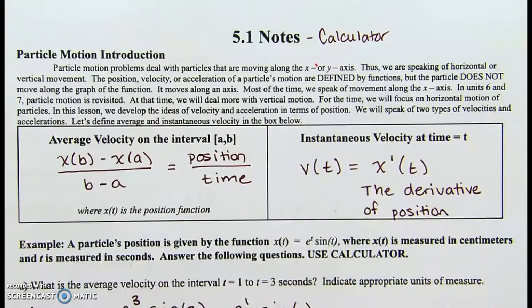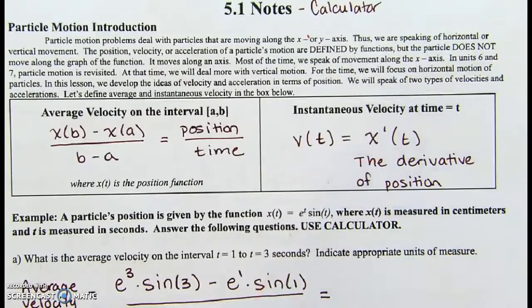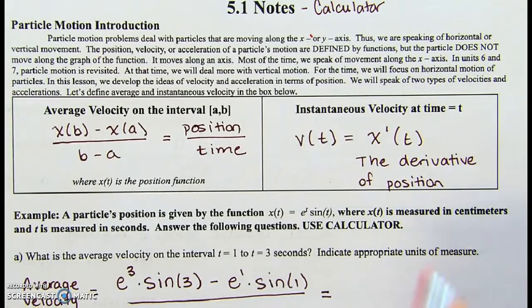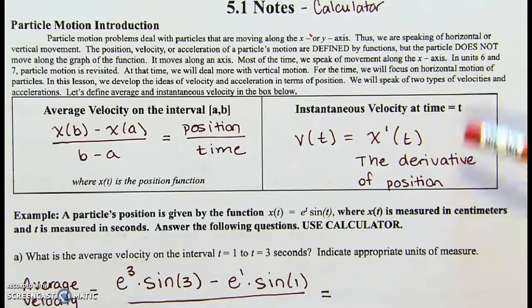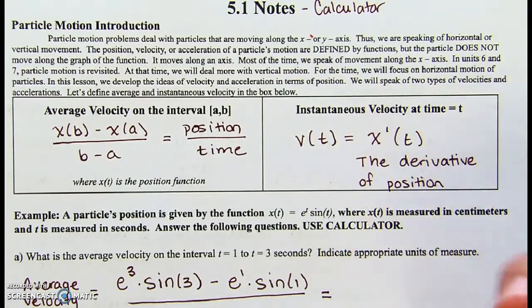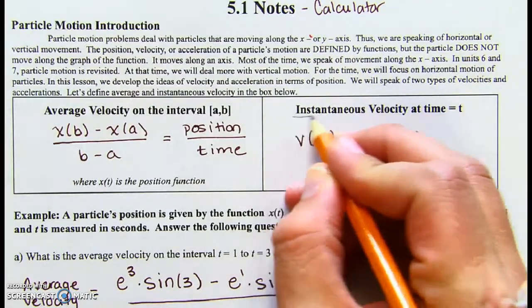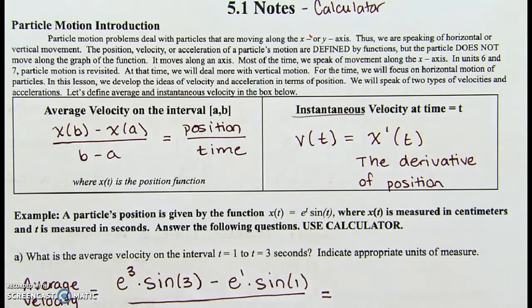Okay, so there's two types of velocity and there's two types of acceleration. On the prior slide, I told you that velocity is the derivative of position, and we need to know that. But that's called instantaneous velocity, okay? Instantaneous.